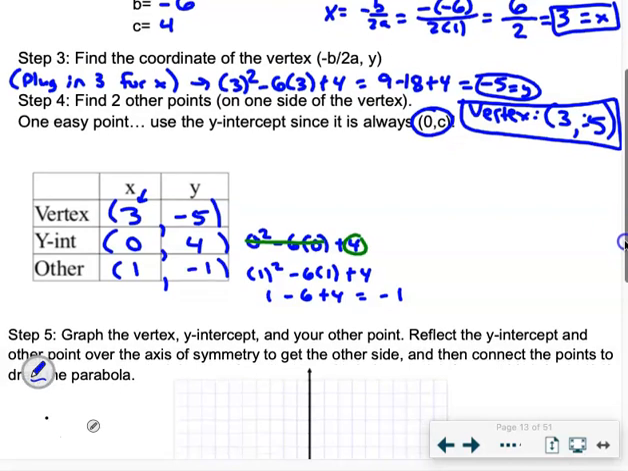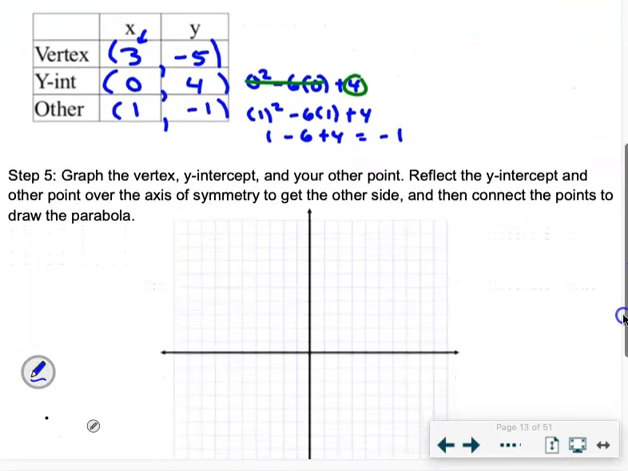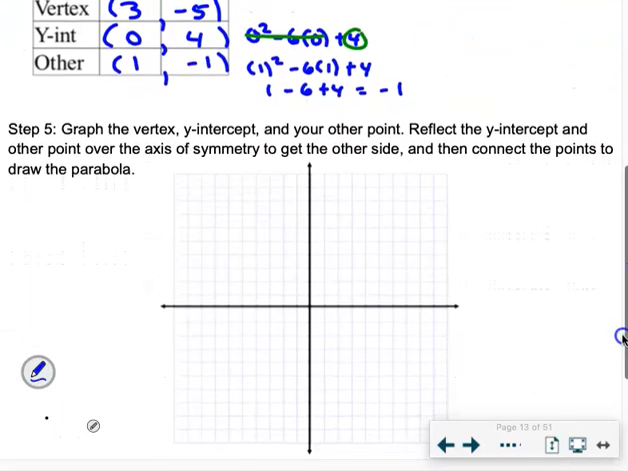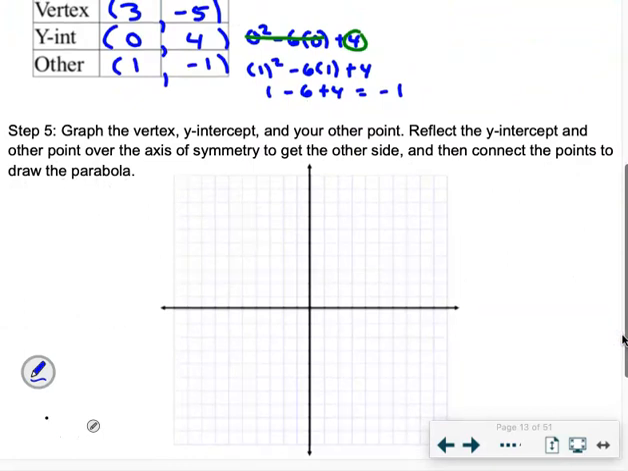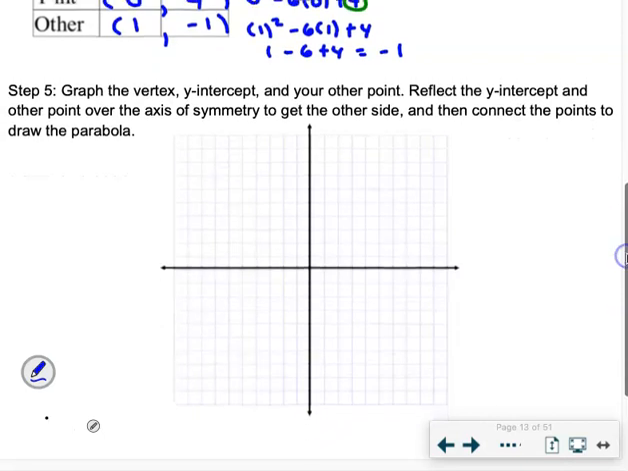So we're going to get the vertex with that equation that you need to know. We're going to get the y-intercept because it's always super easy to get the y-intercept. And then we're going to get some other point that's easy to plug in. Sometimes it's 1. Maybe it's 2 sometimes if you want to try to avoid decimals, things like that. All right, it says step 5, graph the vertex, y-intercept, and your other point.